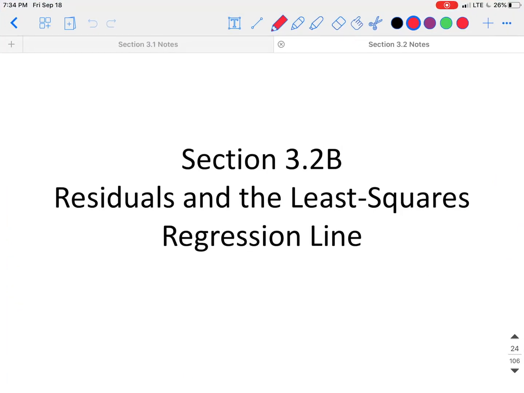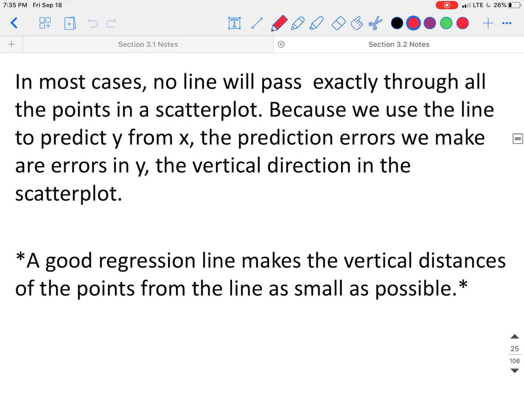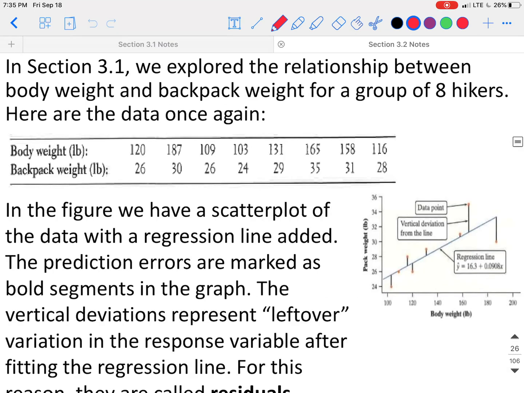This is section 3.2, part B, residuals and the least squares regression line. In most cases, no line will pass exactly through all the points in a scatter plot. Because we use the line to predict y from x, the prediction errors we make are errors in y, which is the vertical distance in the scatter plot. A good regression line makes the vertical distances of the points from the line as small as possible.